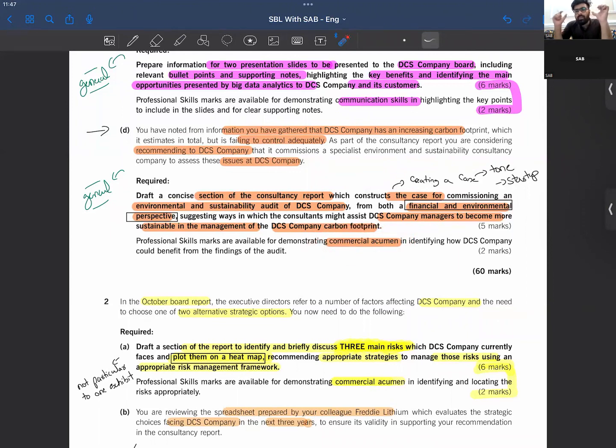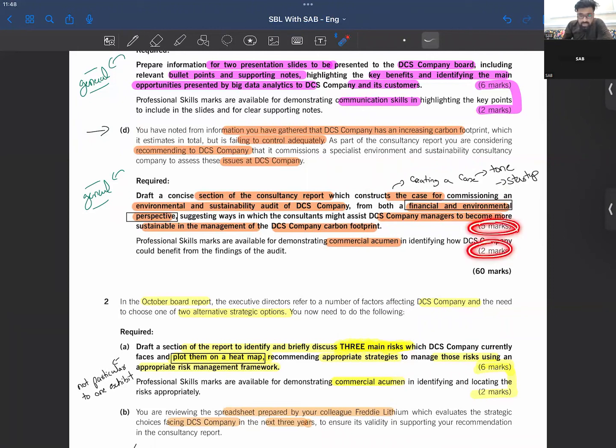Now think of the requirements. Sometimes requirements also suggest what skills are going to be tested. They want you to commercialize the benefits of the consultants for DCS. They want you to sell the idea to the DCS board that they should go for the consultants, as it will be environmentally and financially feasible for us. So now we need to do that.